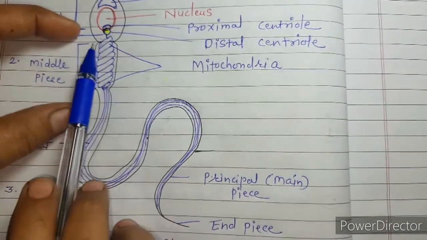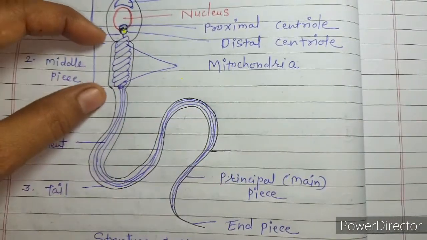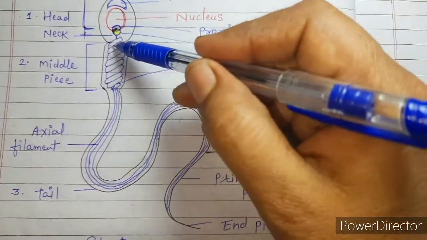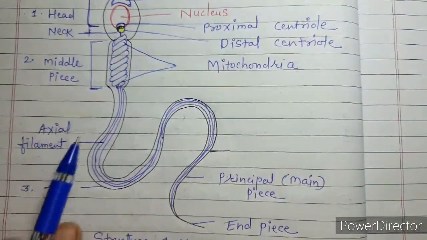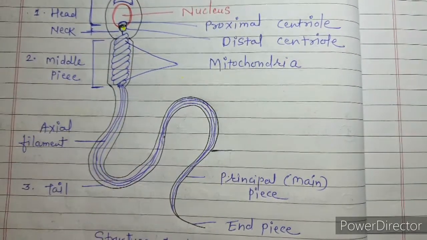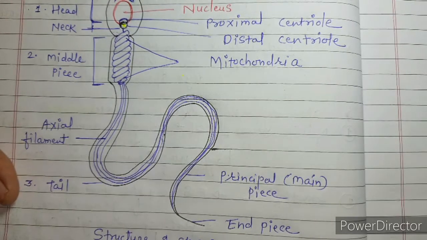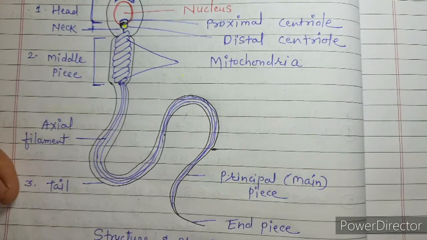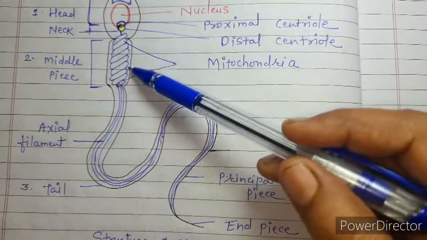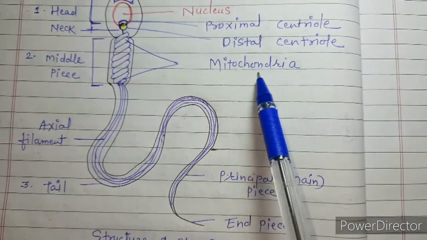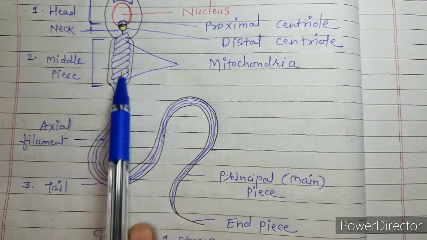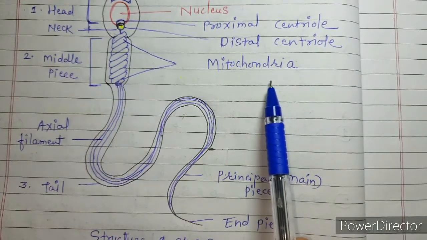Here, this region is called the middle piece. Now you can observe here, this middle piece has an axial filament. This filament shown here, the axial filament, actually starts from here, and below it are the mitochondria. So the middle piece has an axial filament, and you can observe in the figure that the axial filament is surrounded by 10 to 14 spiral turns of mitochondria. These are spiral turns of mitochondria, 10 to 14 turns are there.